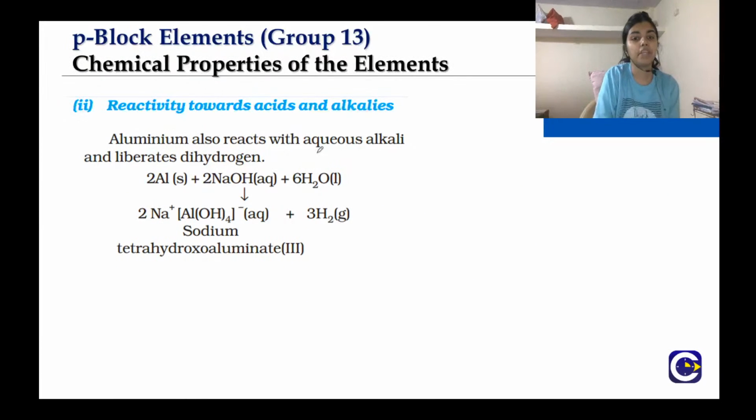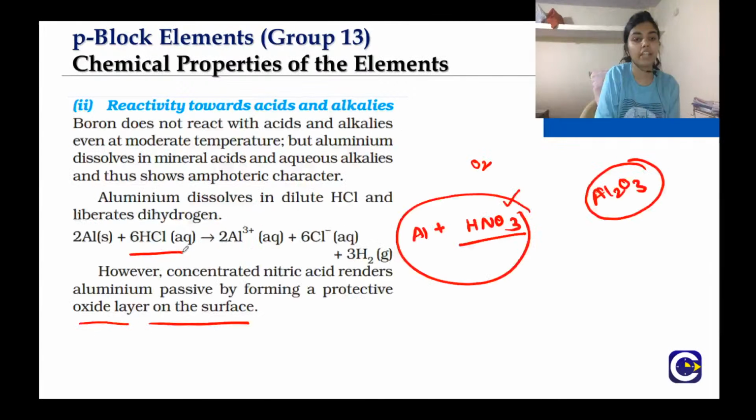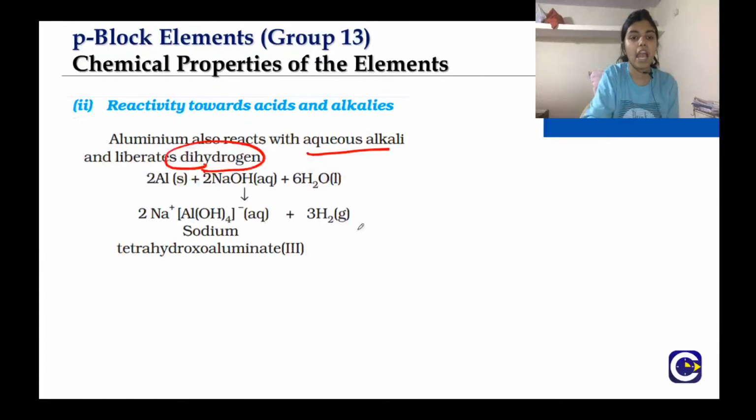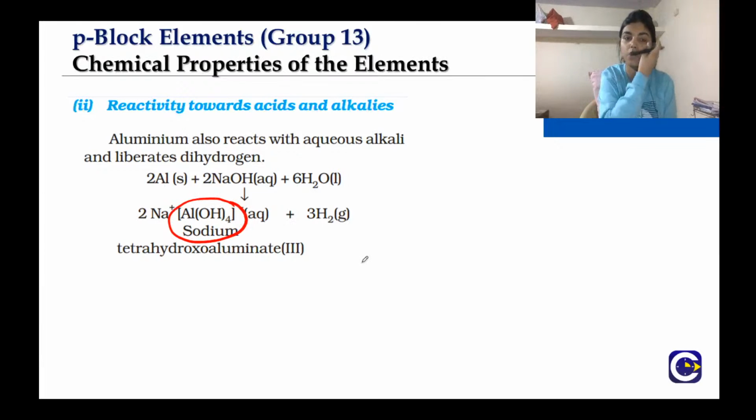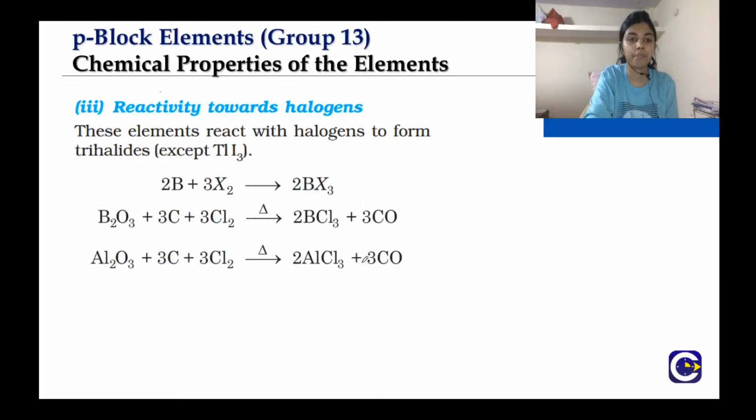Now, aluminium reacts with aqueous alkali to liberate dihydrogen. Again you can see here that it reacts with dilute HCl to give hydrogen gas, and it reacts with aqueous alkali like NaOH to give hydrogen gas. And what is the byproduct here? Sodium tetrahydroxoaluminate, right? Or you can just remember it as the aluminate ion, Al(OH)4 negative. So this is known as what? Aluminate ion.